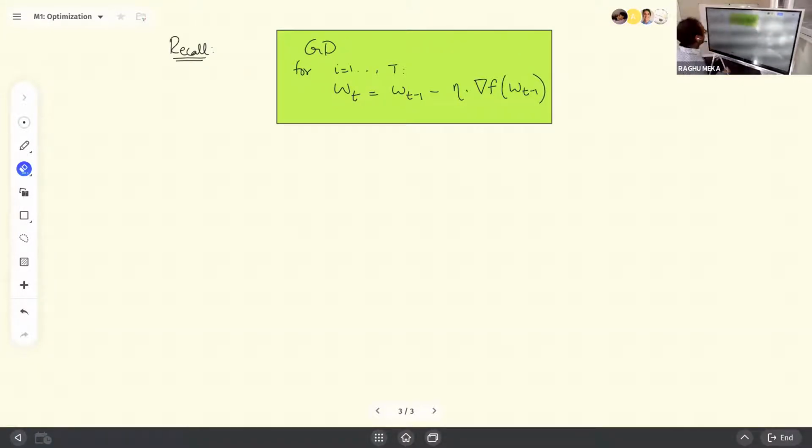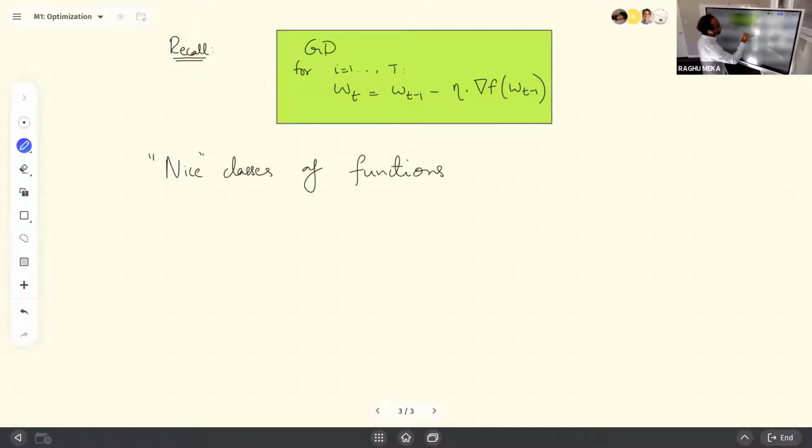All right. So, what are some nice class of functions that we can optimize for? Intuitively, don't overthink it. You might have seen the answer before, but if you're starting from scratch, what are some minimal assumptions that you would need on your cost function, on the function that you're trying to optimize?